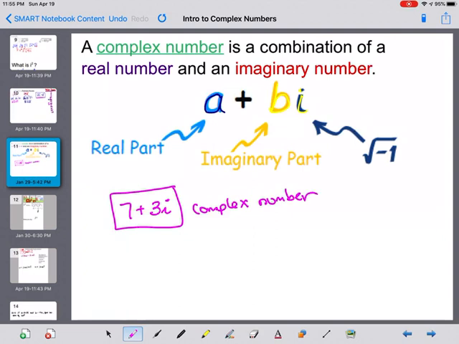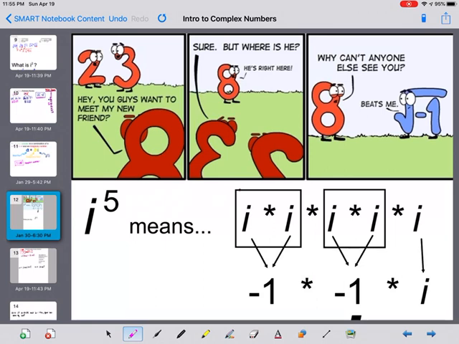Okay, all right, now we're going to learn how to do things with complex numbers. Well, first, before we do, we need to know this. So we got a little joke up top.